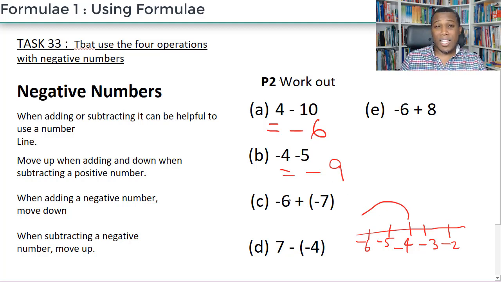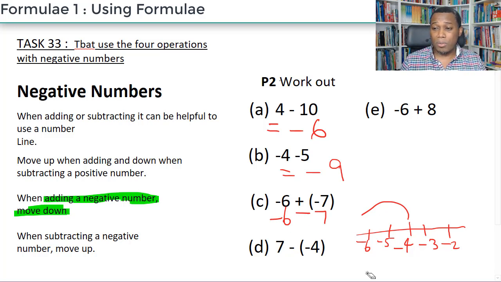For part C, that's where things get a bit funny. We're adding a negative number. And from the notes I mentioned, when we're adding a negative number, we move down. Adding a negative number is moving down. In other words, it's taking away. This is -6, take away 7. If I start at -6, I'm going to clear that.